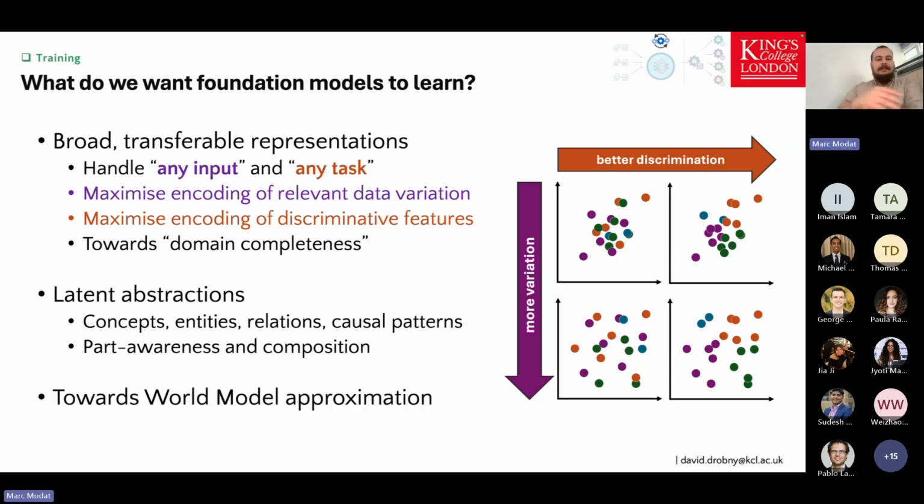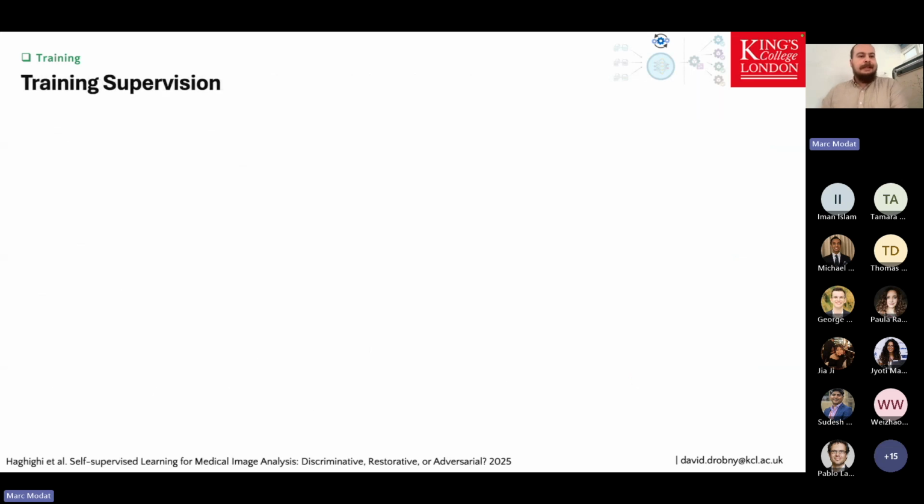And ideally, we want to push a foundation model towards a world model. A world model is the idea that we have an understanding of the entire rule set that generates our data. So this could be like the underlying physics or these concepts. So we are trying to approximate this in an ideal world. How far we get there is another question.